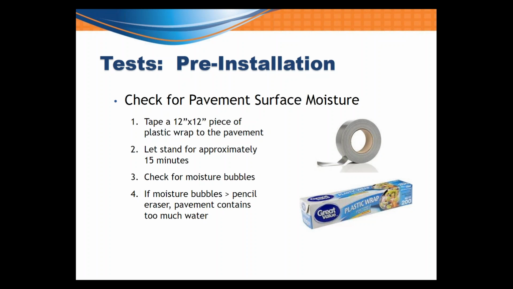surface and tape the edges. Leave the plastic wrap for approximately 15 minutes. After 15 minutes, check for moisture bubbles inside the surface of the plastic. If the moisture bubbles are larger than a pencil eraser, then the pavement has too much moisture in it. This pre-installation test method is particularly important for thermoplastics because the heat of the thermoplastic can pull moisture up to the pavement surface.